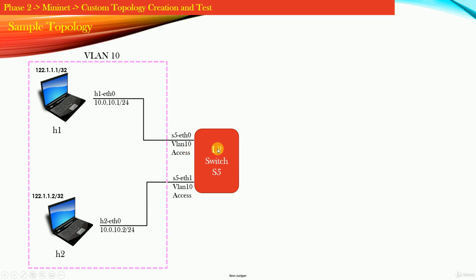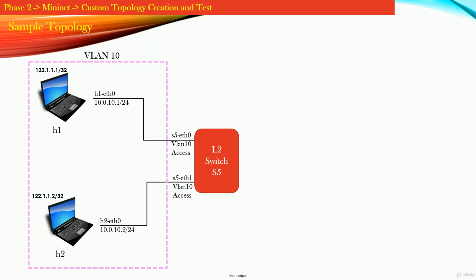Also, the interfaces on the switch side, that is S5 Ethernet 0 and S5 Ethernet 1, are the interfaces of the L2 switch, and therefore we need to put those interfaces into some VLAN. So for demonstration purposes, we have chosen a VLAN ID 10, right? So the interfaces of the L2 switch need to be put inside a VLAN, and therefore both of these interfaces of the L2 switch have been configured with VLAN 10 in access mode. So this is a description of this topology.